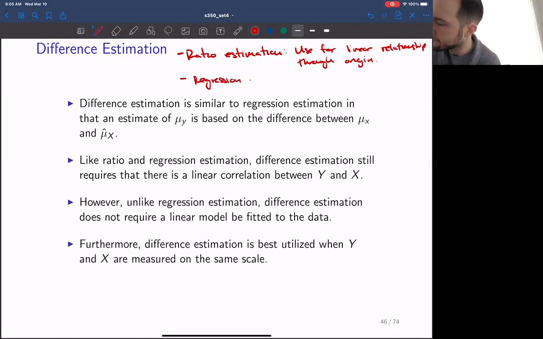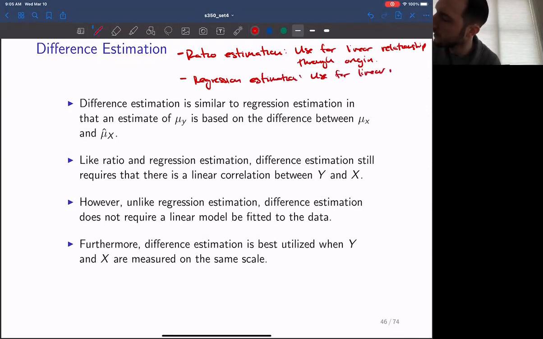Regression estimation, as we mentioned before, is used for a linear relationship that doesn't have to pass through the origin.